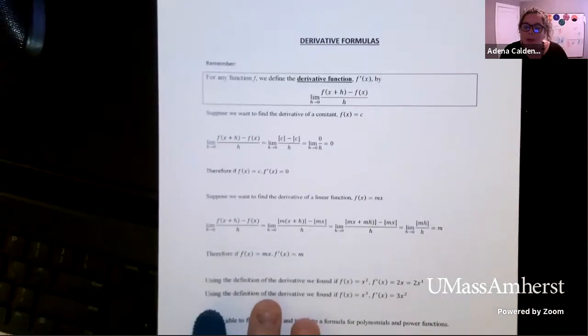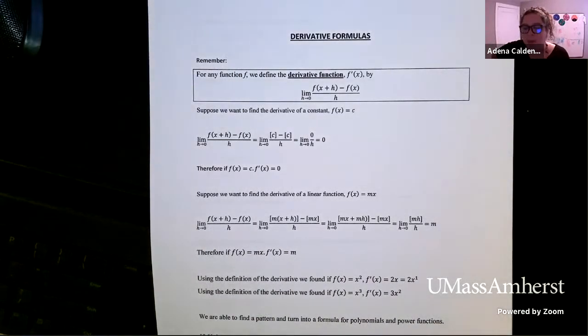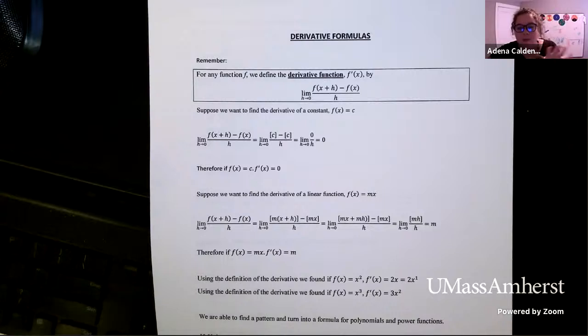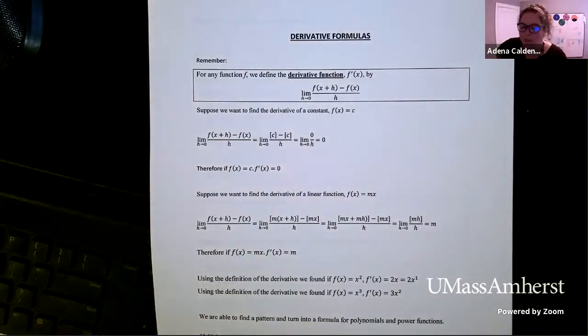At the end of Chapter 2, we started thinking about derivative formulas, and we did this graphically. We said, okay, if we have a graph of the original function, how do we graph the derivative function from the original function? And we thought about what that meant in terms of rates of change.